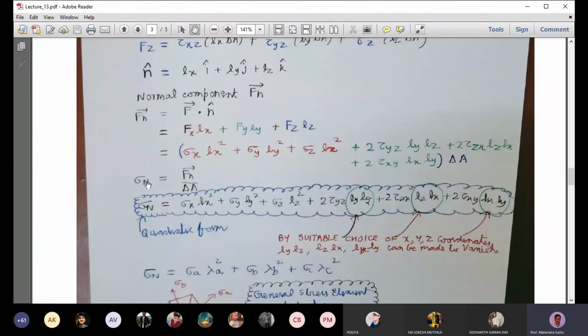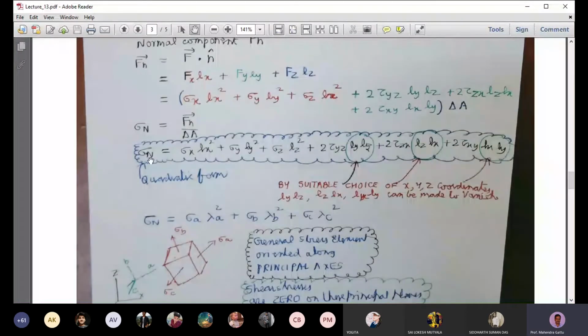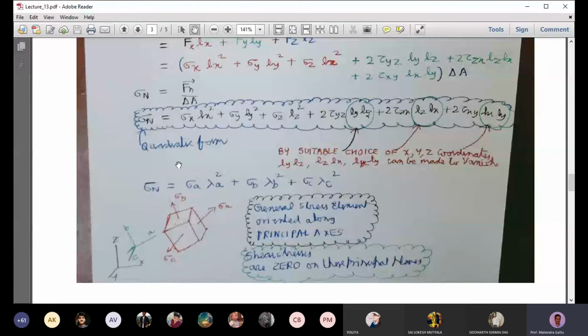And what is the normal stress on the inclined plane? It will be sigma n equals Fn by delta A. So we get that normal stress sigma n. This is a quadratic form, with Lx square, Ly square, Lz square, and also the cross terms Ly Lz, Lz Lx, and Lx Ly. So we can rotate the coordinate system in such a way that the shear stress terms drop out, and we can get the principal stresses. We can get principal axes such that only normal stresses are acting on those planes.